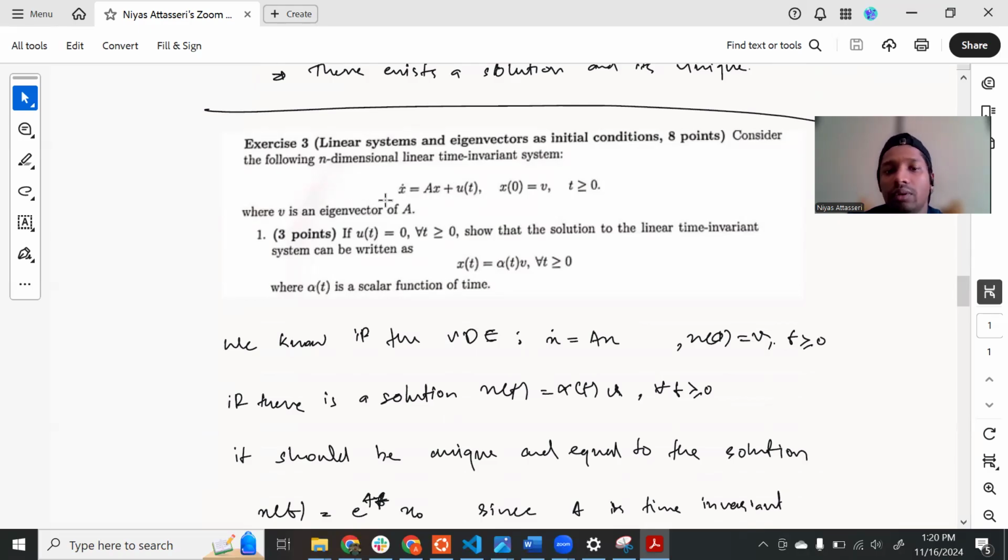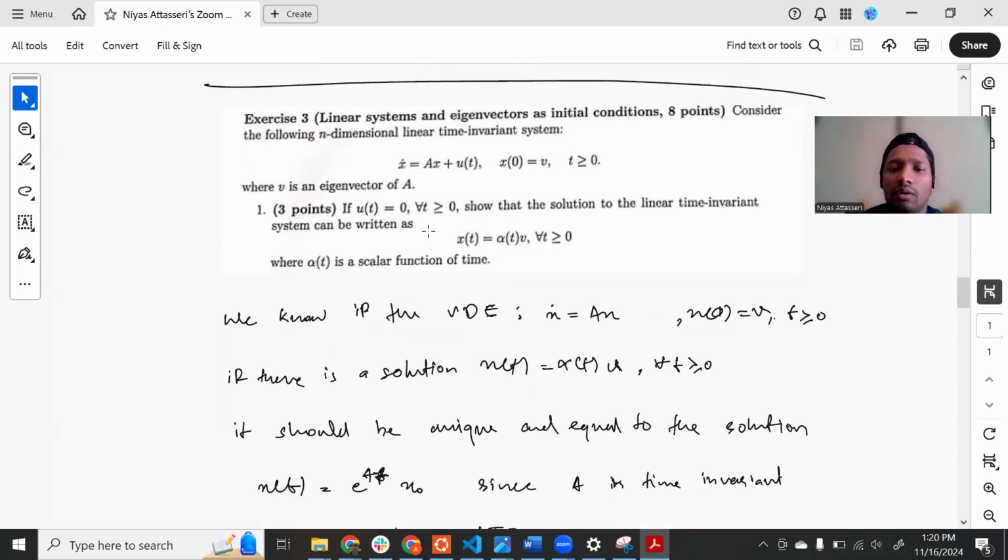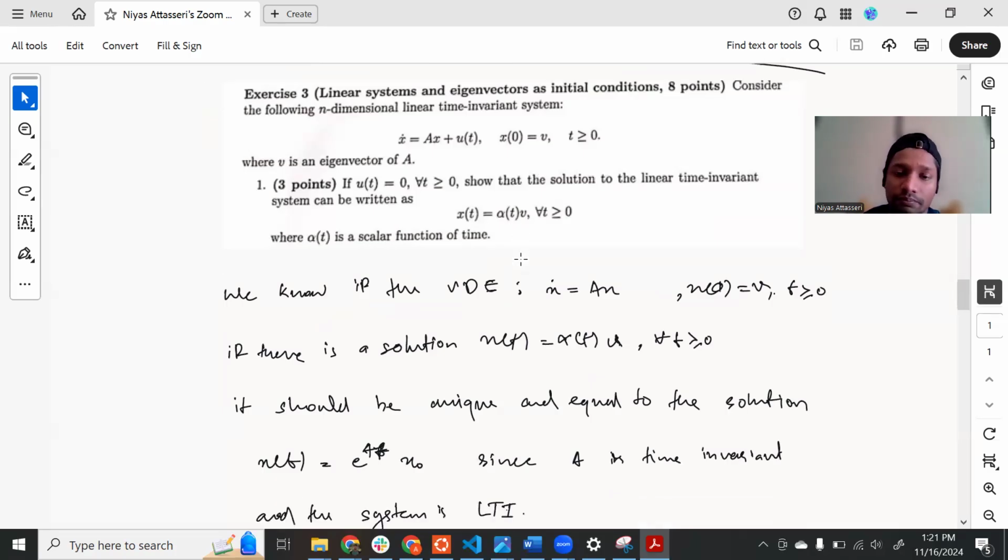When u(t) is equal to zero, x dot is just equal to ax, which is a linear time invariant differential equation. So for a linear time invariant system, they are asking us to find x of t as alpha(t) multiplied by v, where v is the eigenvector of A, and alpha(t) has to be a scalar function of time.